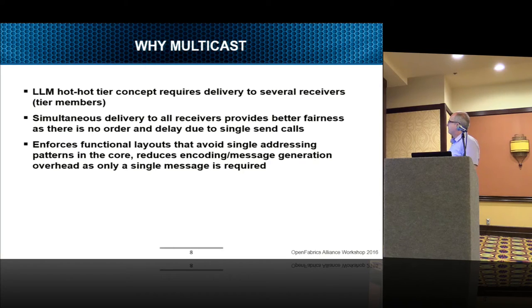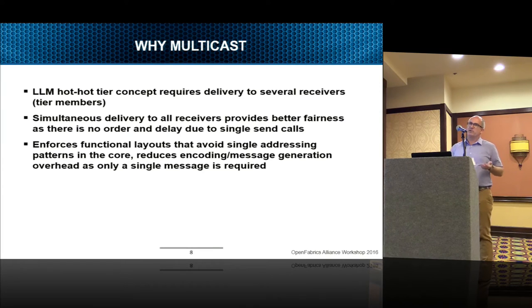So we have the addressing points, according to the several receivers receiving the same kind of data. We want to have simultaneous delivery to all receivers, especially on the output. Imagine you have a match, and several orders from several members are involved. You want to give a fair response to everybody, so you cannot send in a given order first to that person, then to that person, then to that person.